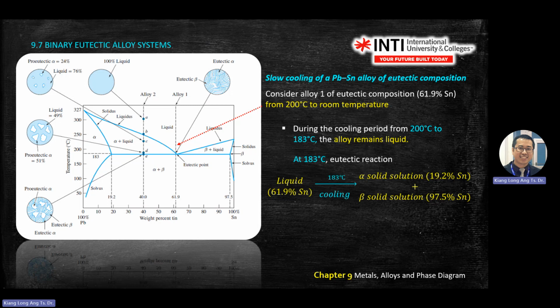How you know 19.2? Again, one extend to the left, one extend to the right. At this point, how many percent alpha? Read from here. How many percent beta? Read from here. One on the left, one on the right. So this is the eutectic reaction that we expect. If we give you one straight line on the graph, we will give you alloy 1. You explain what actually happened from point number 1, number 2, number 3, number 4, for example. Usually the first part of the question will ask you eutectic reaction. Then we expect you to write this reaction.